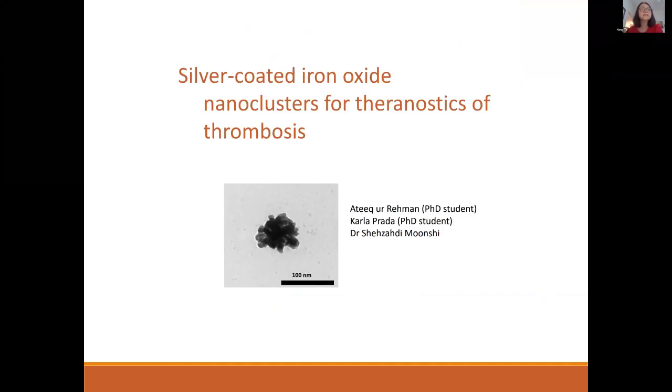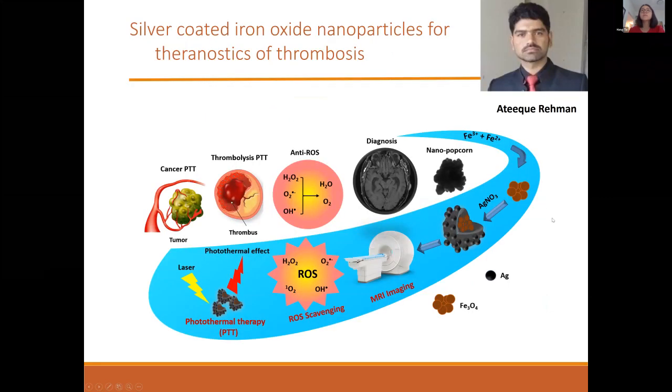And the next example is silver-coated iron oxide nanocluster for diagnosis of thrombosis. So the core is iron oxide and the outer layer is silver. We synthesize the iron oxide core and then we coat it with silver. This particle can be used for MRI imaging. It can quench ROS and it can do photothermal therapy for cancer and for thrombus as well.